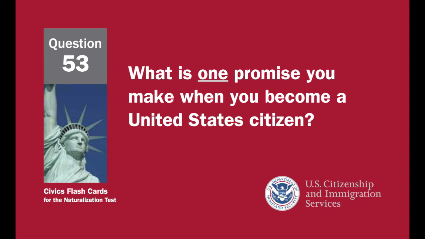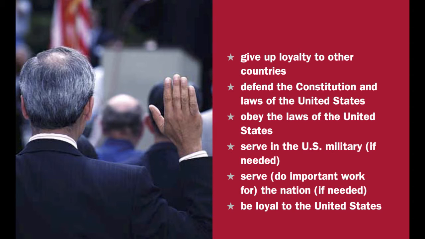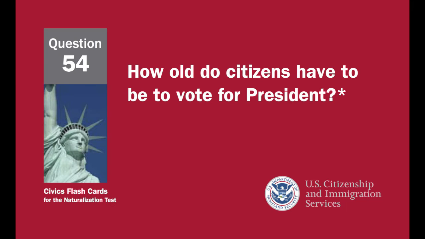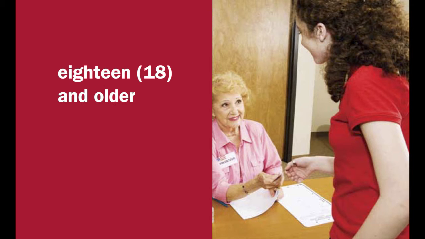What is one promise you make when you become a United States citizen? Give up loyalty to other countries, defend the Constitution and laws of the United States, obey the laws of the United States, serve in the U.S. military if needed, do important work for the nation if needed, be loyal to the United States. How old do citizens have to be to vote for president? 18 and older.